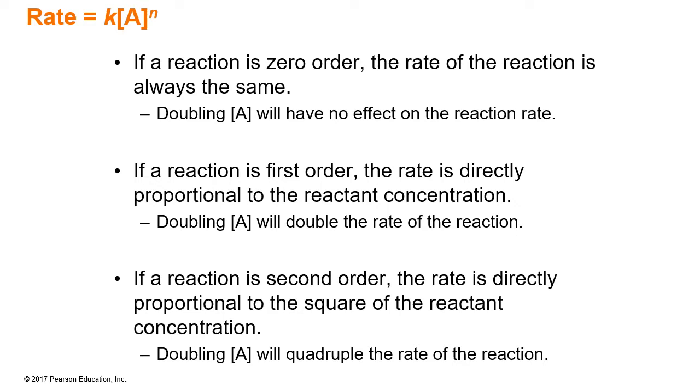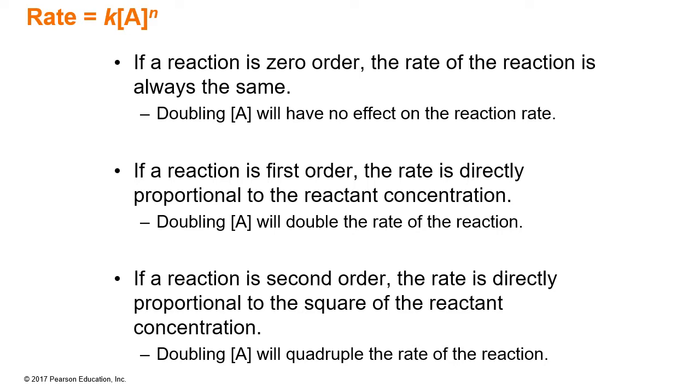If a reaction is first order, the rate is directly proportional to the reactant concentration. If we double the concentration of the reactant, it is also going to double the rate of the reaction. These tend to be reactions like decomposition reactions, where we're breaking one component down into multiple products.